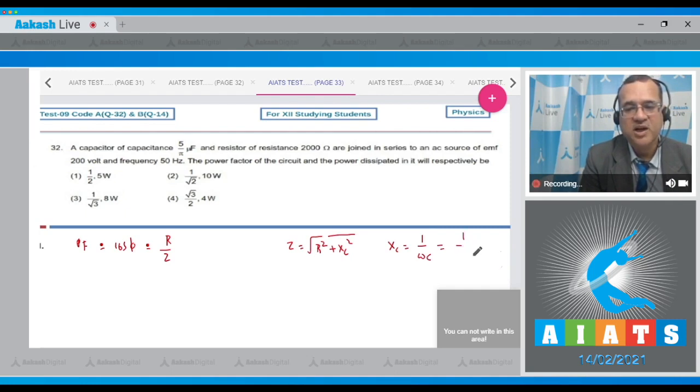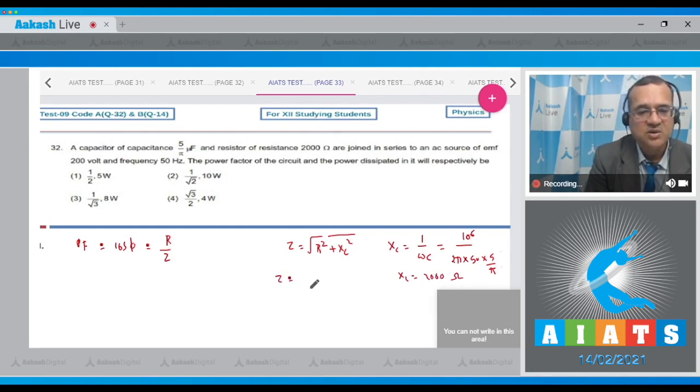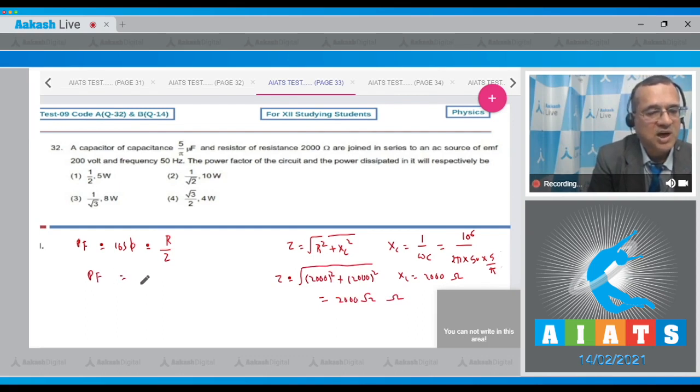I will fill up the value of ω, which is 2πn. n is 50, and C is given as 5/π × 10^-6. That gives XC = 2000 ohm. Now therefore Z = square root of (2000² + 2000²). So Z = 2000√2 ohm. Therefore the power factor becomes R/Z = 2000 divided by 2000√2, which is 1/√2.